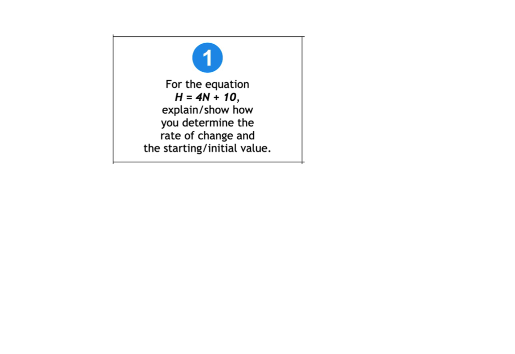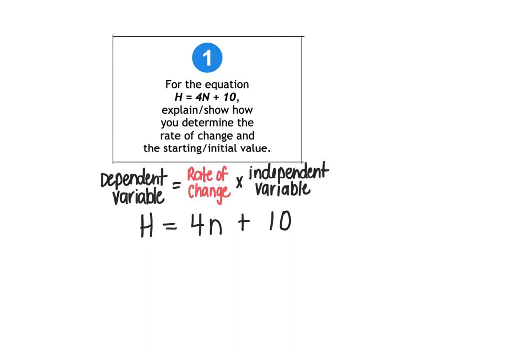In question 1, we're given the equation h equals 4n plus 10, and we're asked to explain or show how we can determine the rate of change and the initial or starting value. We know that the formula for a linear model is dependent variable equals rate of change times independent variable plus initial value. So in this equation, we're already set up with all of that information. We know that the h is the dependent variable, the 4 is the rate of change, the n is our independent variable, and the 10 is our initial value.